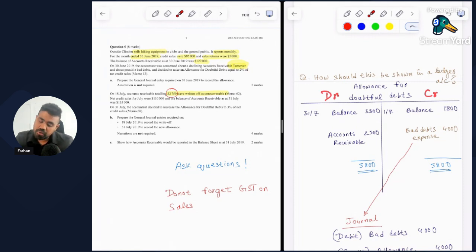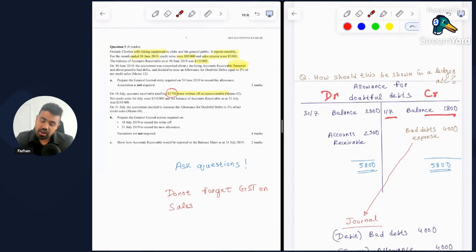So to begin with, on the credit side, we have an opening balance on the 1st of July, and that is $1,800. Where did this come from? Based on our calculations from Part A. If you recall, for the month ending 30 June 2019, we calculated the allowance for doubtful debts by taking the 2% and multiplying it on the net credit sales of $90,000, which gave us $1,800. So that $1,800 that we had at end of 30 June 2019 is now the opening balance on 1st of July, which is what you can see here.